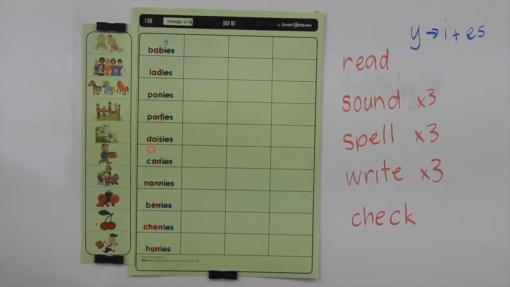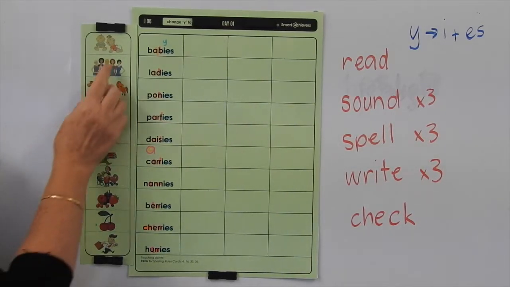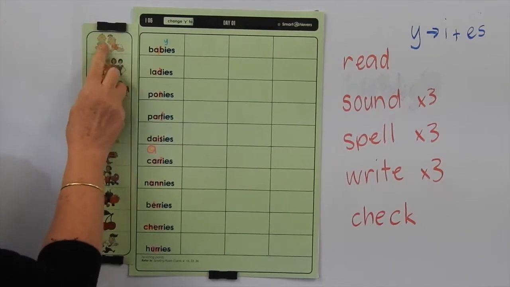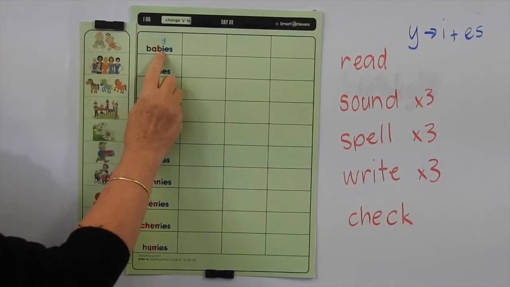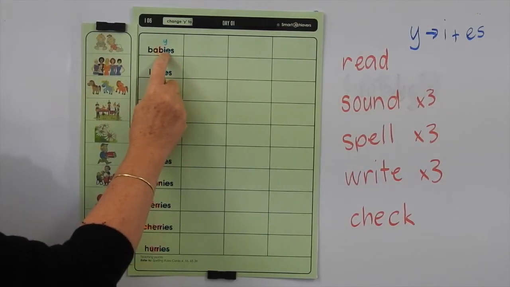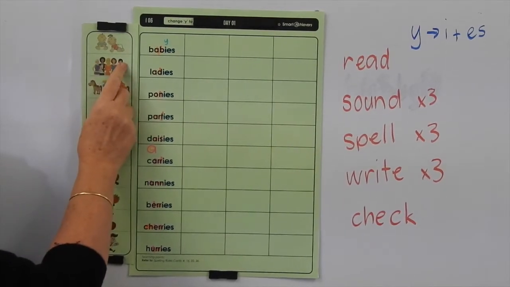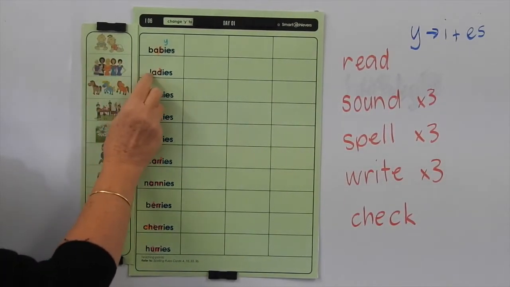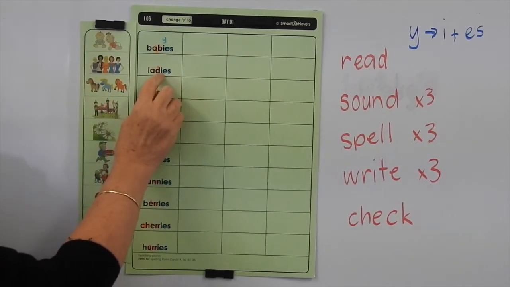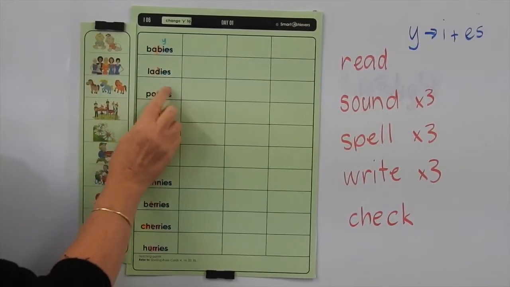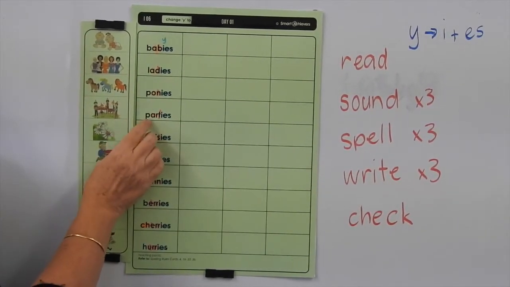Alright, so let's have a look at what these words all mean. Babies, well we talked about a baby in the last list. It's an infant or a young child. But remember, if it's more than one, we change the Y to an I and add ES. Ladies means a group of ladies. So if you only have one, you'd say lady, but you have a group of them, you say ladies. And we change the Y to an I and we add the ES. Ponies are small horses. So if you have a group of them, you'd say ponies.